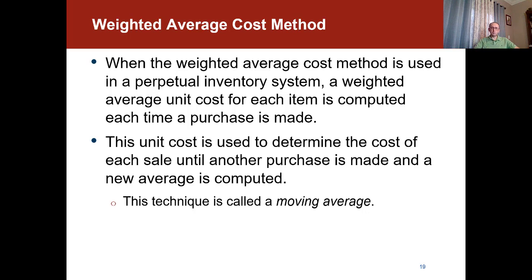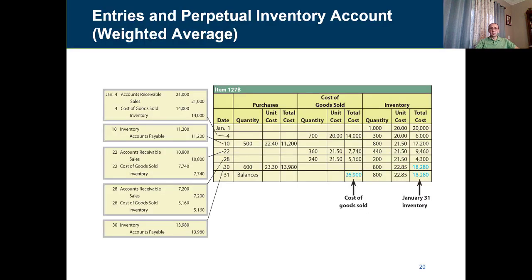So the unit cost is used to determine the cost of each sale until another purchase is made and a new average is computed. The technique is called a moving average. Let's see how it works. In this table, you can see that we have the same format: the very left column for the date, a main column for the purchase, a main column for the cost of goods sold, and a main column for the inventory.